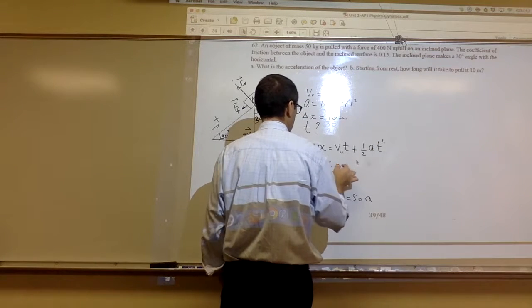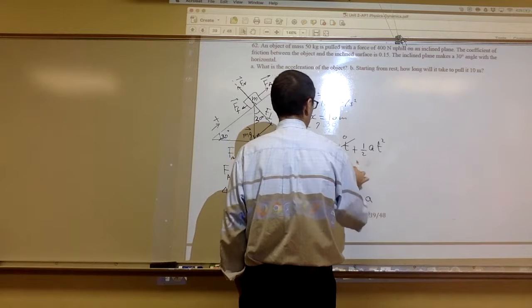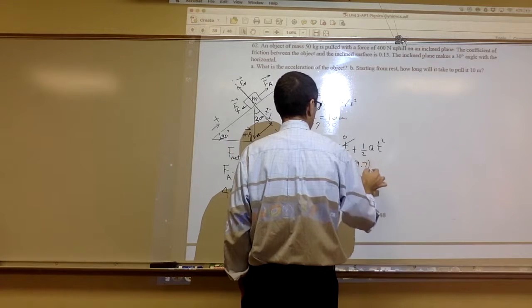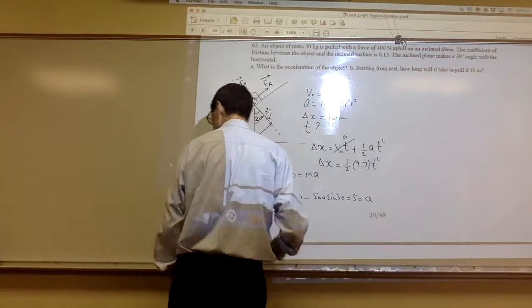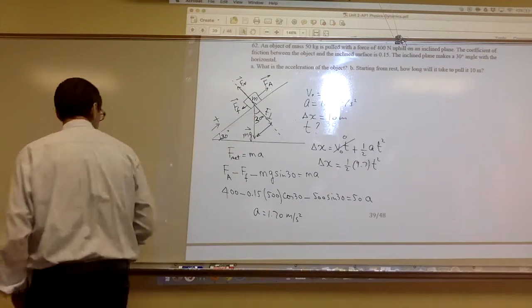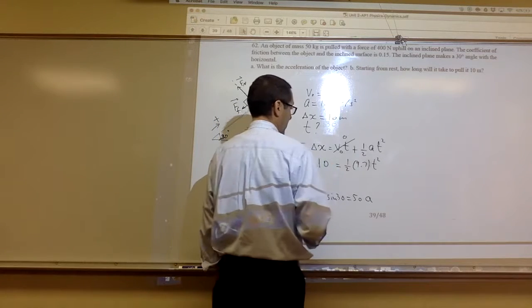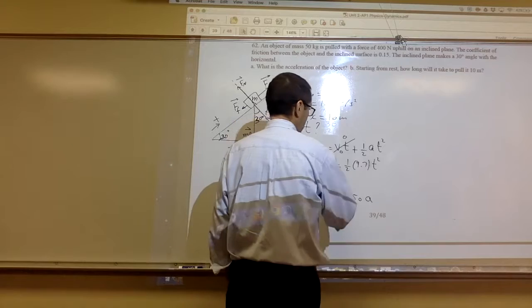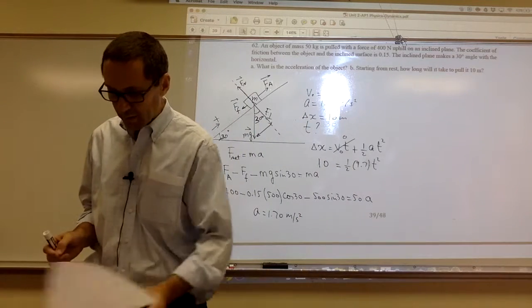So delta x equals, this is gone, so it's going to be 1/2 times 1.7 times t squared, and maybe I should replace this delta x with 10. And so it's 20 divided by 1.7, and you have to take the radical of that.